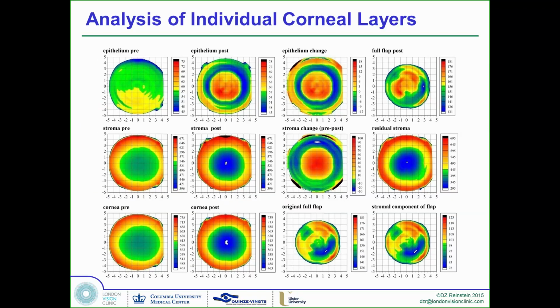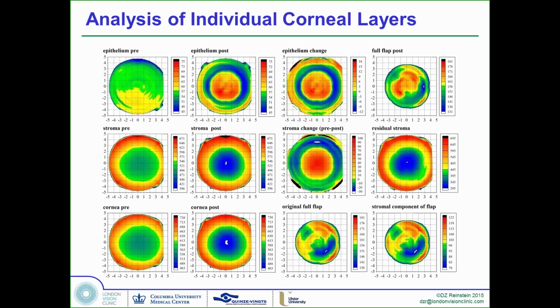In 2000, I published the first 12-map, C12 as we call it, 12-map analysis of the LASIK procedure. And the way this map works is the first column shows the preoperative epithelial thickness, the stromal thickness, and the corneal thickness map. The second column would be the postoperative epithelial thickness, stromal thickness, and full corneal thickness. The rest of the maps would be derived.